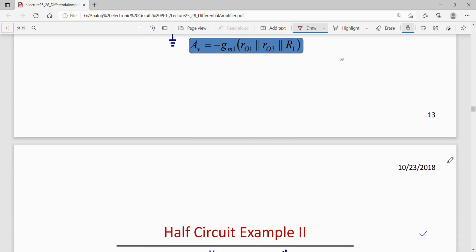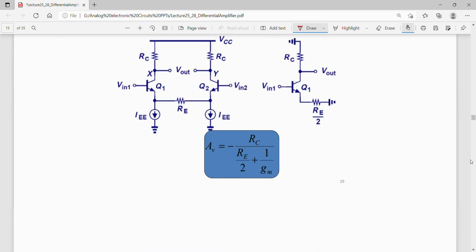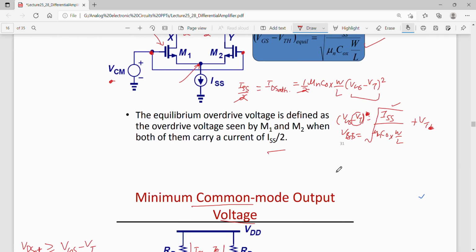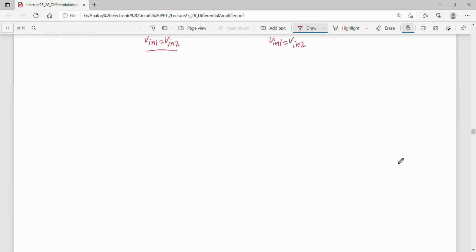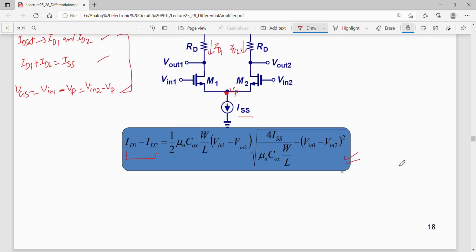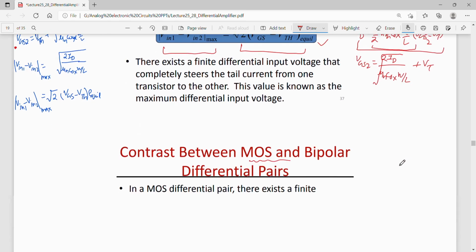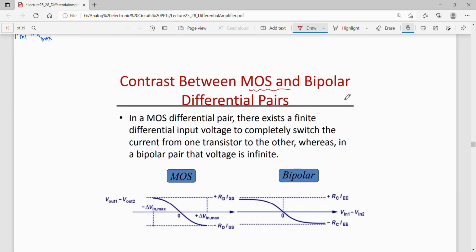So that is how one can compare the maximum differential input voltages of a MOS based differential pair and a bipolar differential pair, right. So there exists a finite differential input voltage to completely switch the current from one transistor to the other in a MOS based differential pair, but for bipolar this voltage is infinite.